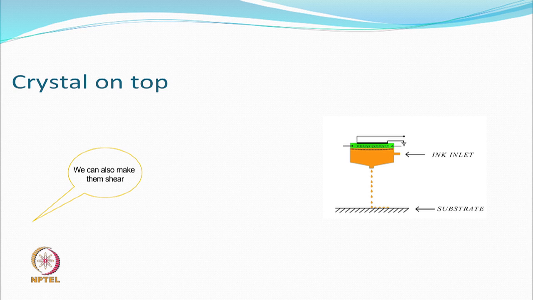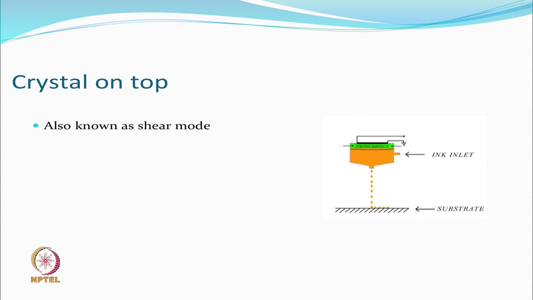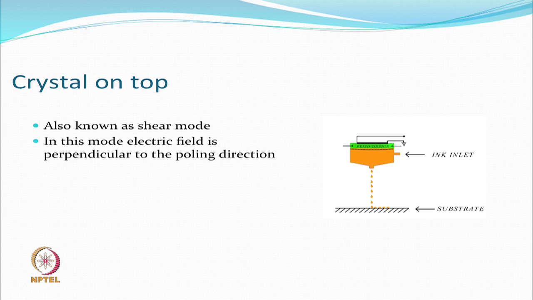So we can also make them shear. Yes, they can shear also. This mode is called a shear mode. Crystal on top. In this, the electric field is applied perpendicular to the poling direction. So, you have material which has been poled in a direction, and the electric field is not applied in the direction of the poling or opposite to that, it is perpendicular. So, shears are obtained also.